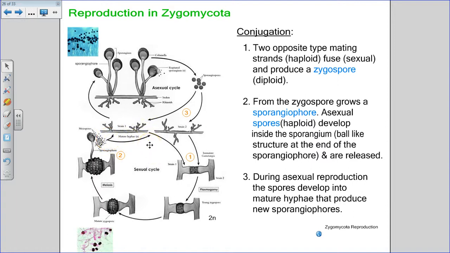So that if conditions are not favorable again, then they can undergo the sexual cycle and form this hard zygospore that is really protective and can help them get through unfavorable conditions.